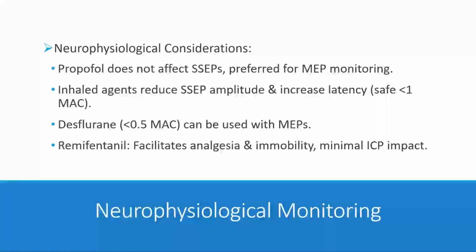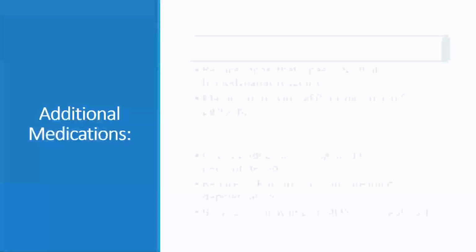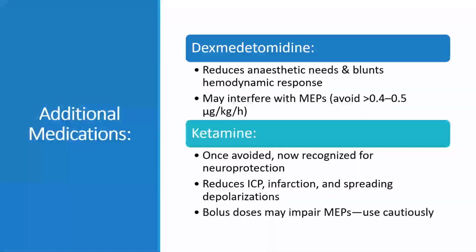Neurophysiological consideration, propofol does not affect MEPs. This is more important for the clipping. Dexmedetomidine reduces anesthetic needs and blunts hemodynamic responses. May interfere with MEPs. Avoid if more than 0.4 to 0.5 mics per kg per hour.